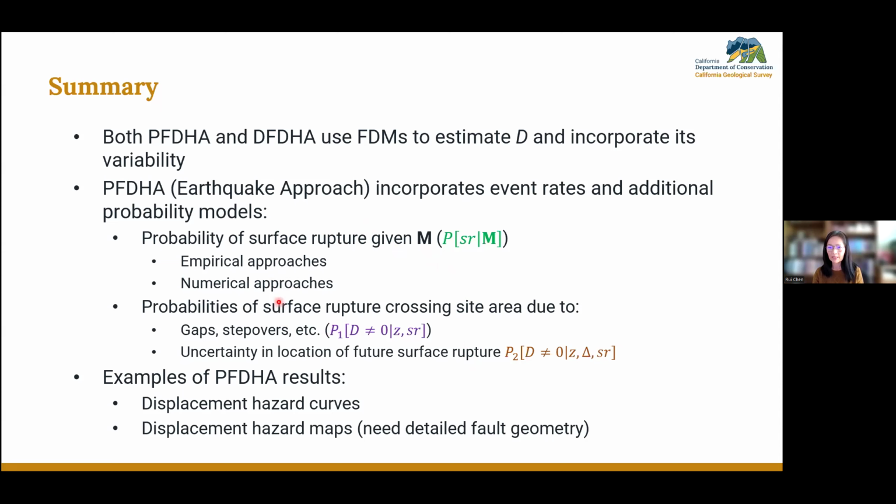There's not much about these other probability terms, except a couple of lightning talks, and perhaps Steve will talk about it in his presentation of the example applications and the statewide fault displacement hazard map. Some examples of PSHA results are displacement hazard curves and displacement hazard maps, which would require detailed fault geometry.